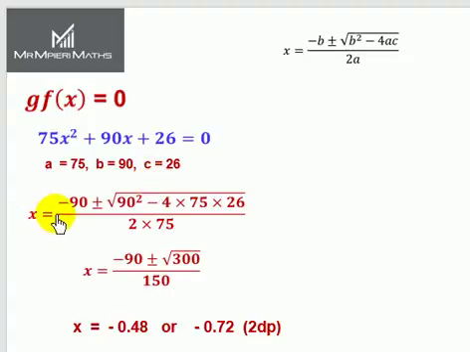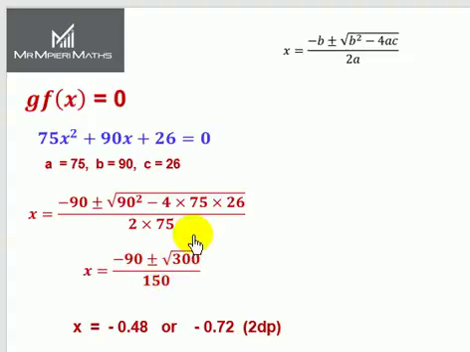So apply this. x becomes minus b, which is minus 90, plus or minus square root of b squared. Now here, minus 90 squared is the same as 90 squared. So the minus here doesn't make any difference because it will all change to positive. Then minus 4 times a, a is 75 and c is 26. Divide by 2a, which is 2 times 75. Tidy up, you will have x equals minus 90 plus or minus square root of 300 over 150.